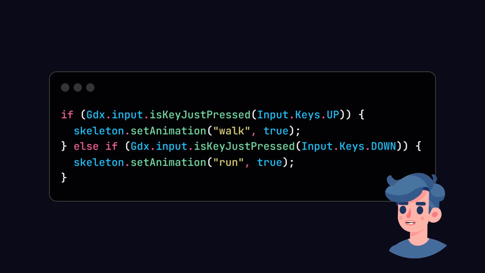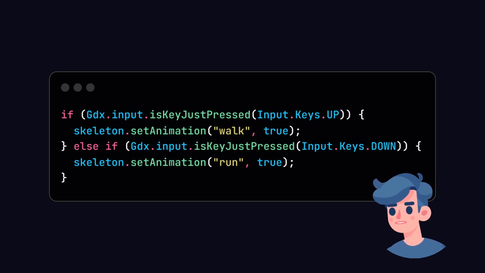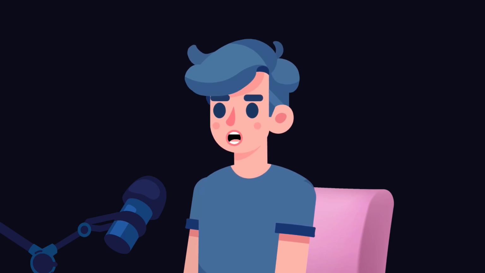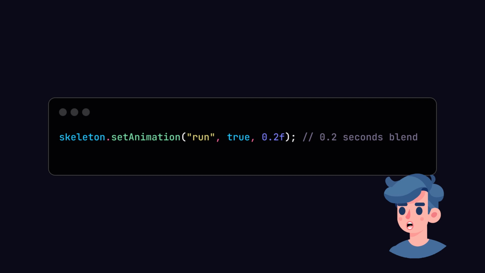Now, let's delve deeper into managing the animations effectively. You might want to control switching between different animations based on user inputs. Let's set that up as well. In this snippet, we check for keyboard inputs to change the character's animation. Pressing the up arrow key will switch to the walk animation, and pressing the down arrow key will switch to a run animation accordingly.